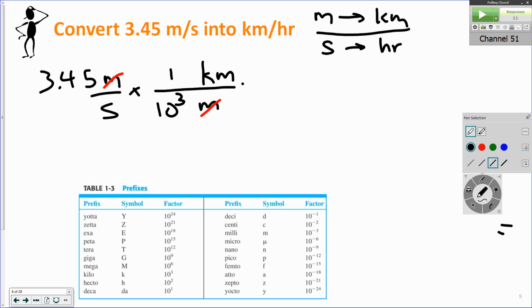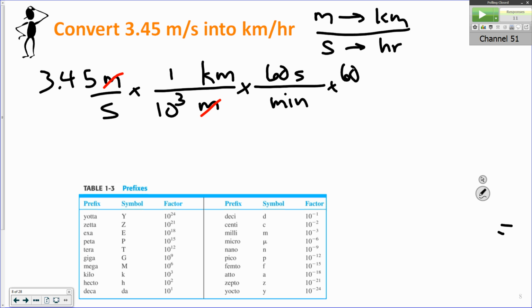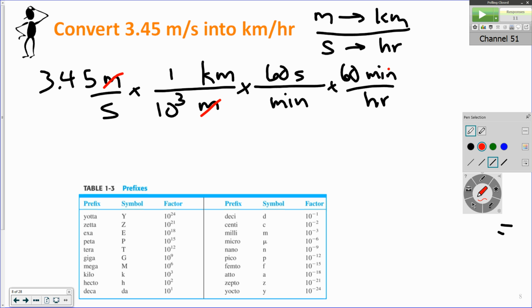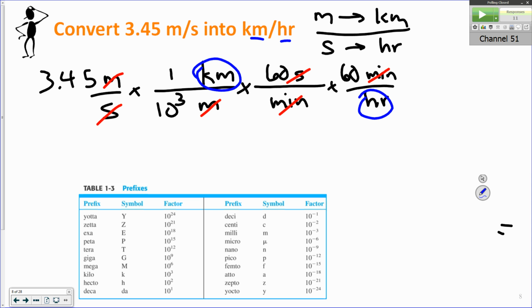Now I'm going to do a similar thing with time. There are 60 seconds per minute, and 60 minutes per hour. In a similar fashion, minutes and minutes cancel out, seconds and seconds cancel out. What I'm left with are kilometers per hour. That's the unit I'm trying to arrive at. All the other units have canceled out.